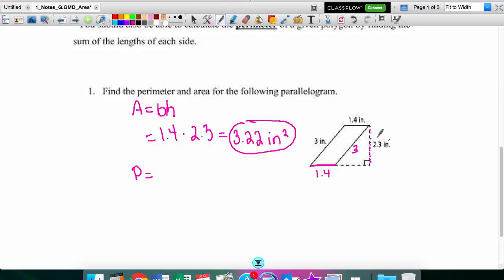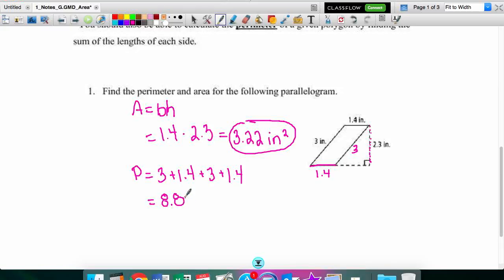Please note, the 2.3 is not a side. It's a height. It's not an actual physical part of the parallelogram, so you do not use it in your calculation of the perimeter. So, adding up our sides, we have a 3 plus 1.4 plus another 3 plus another 1.4. And crunching these numbers, I believe we will get 8.8.